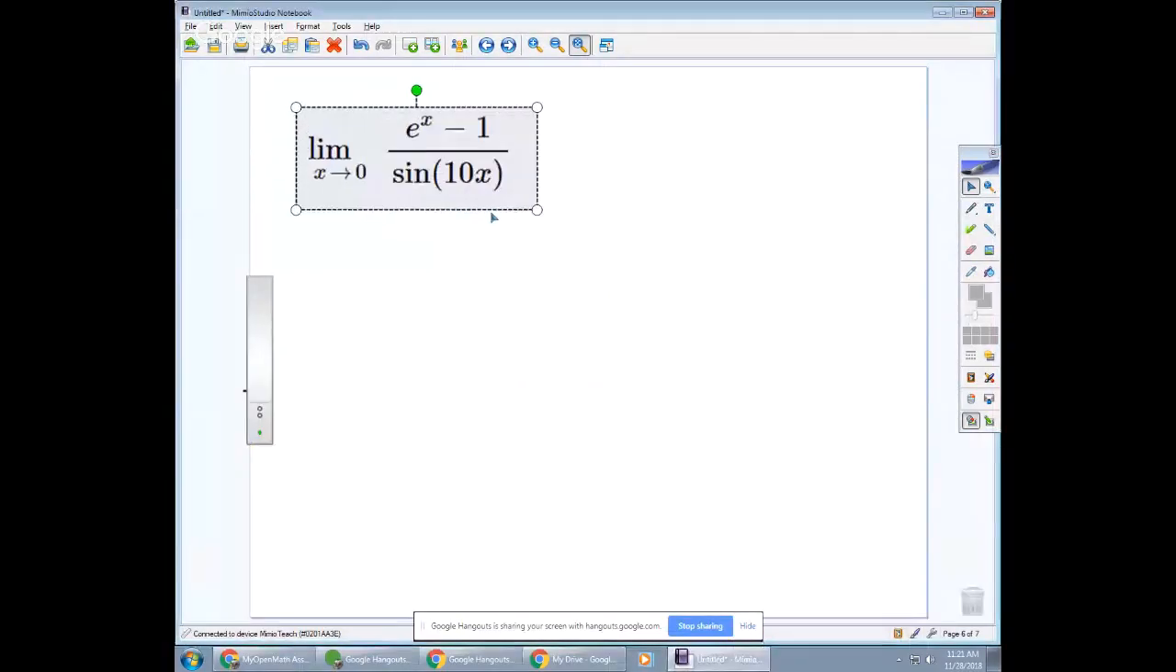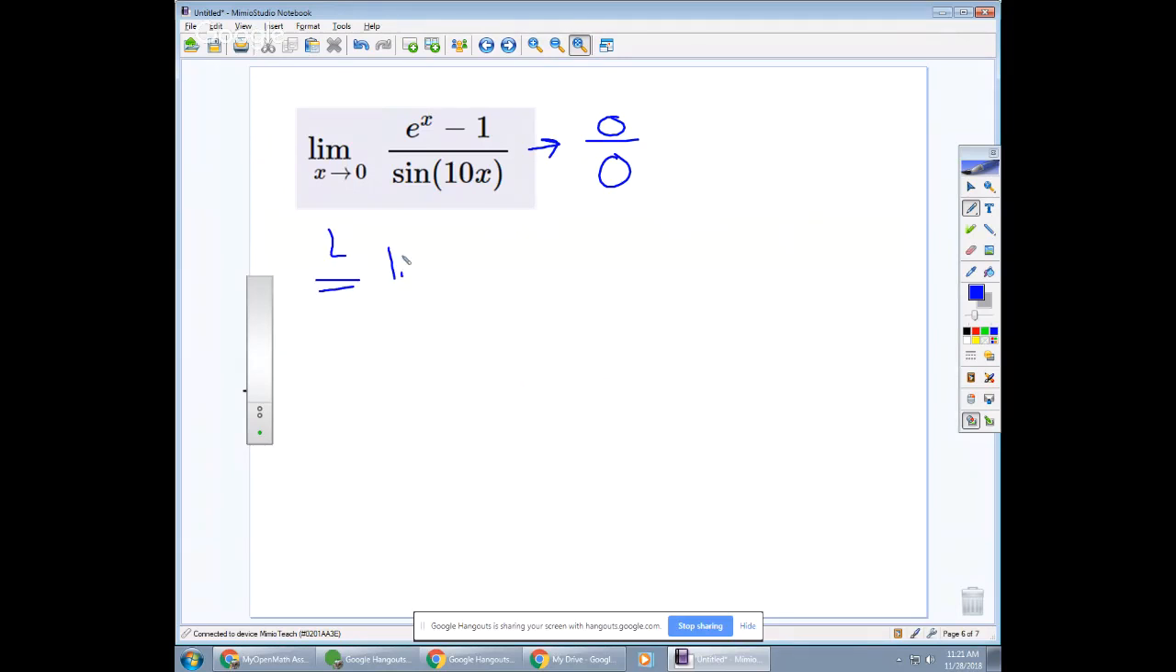All right, so if we plug in 0, we get 1 minus 1 or 0 on the top and 0 on the bottom. Yep, so this is a candidate for L'Hopital's rule, so always check first. This does look like 0 over 0. So then we just go for L'Hopital's rule.